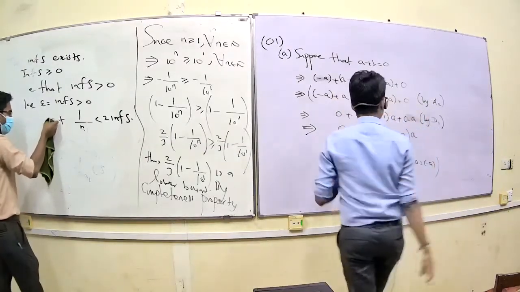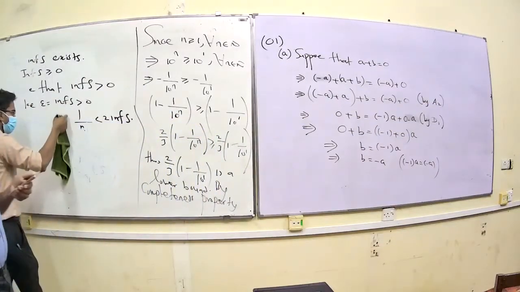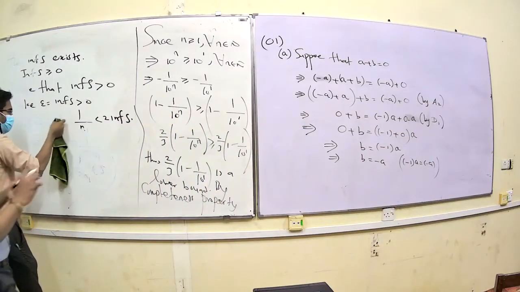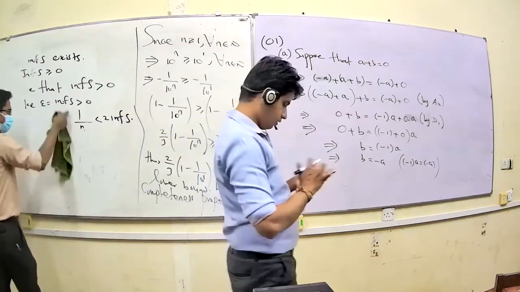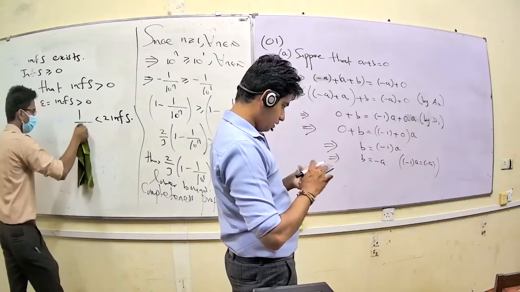Okay, adding both sides minus a. Right. Then you get this value. Is it okay? Next question. Second part.